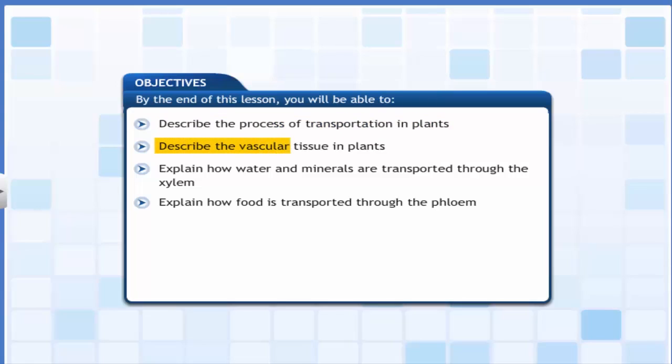Describe the vascular tissue in plants. Explain how water and minerals are transported through the xylem. And explain how food is transported through the phloem.